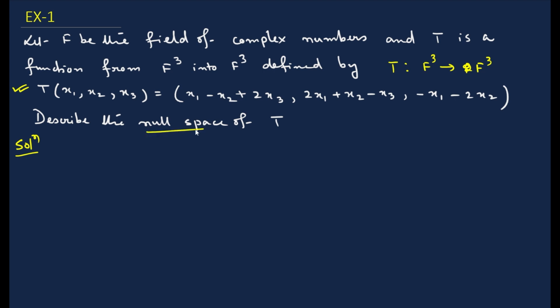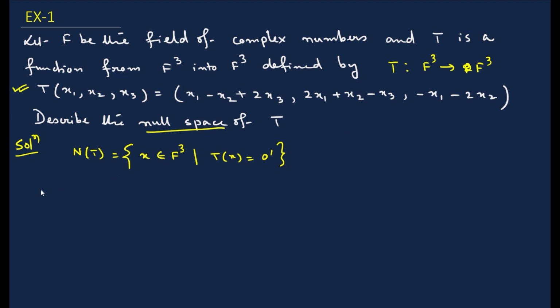Describe the null space. So here no need to find nullity. Here we have to find the null space, meaning N of T. So I think you still remember what is N of T. Just recall the definition, N of T. In N of T, what kind of elements will be there? Those elements of F cube whose images, T of x, is equal to what? 0 dash. What is 0 dash? 0 dash is the zero element of F cube.